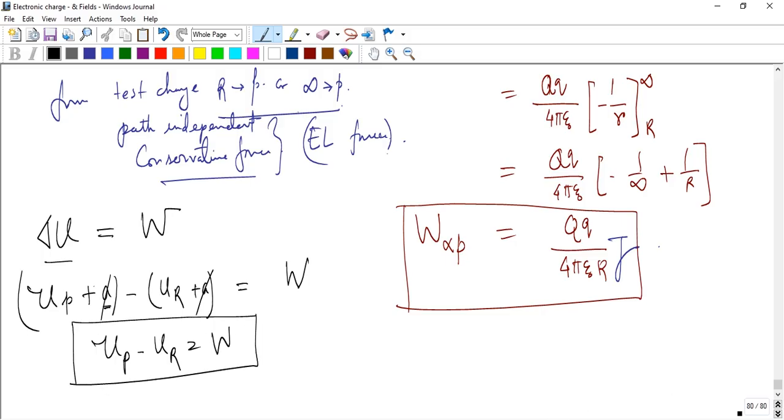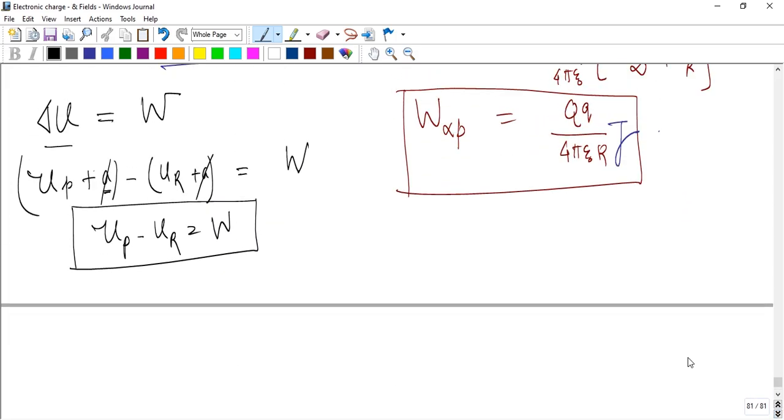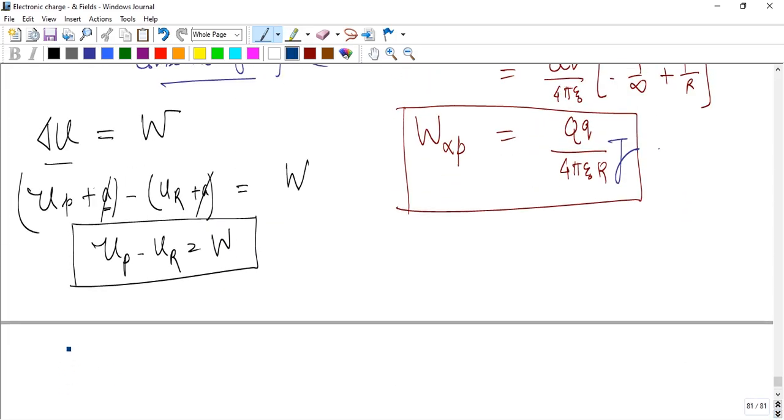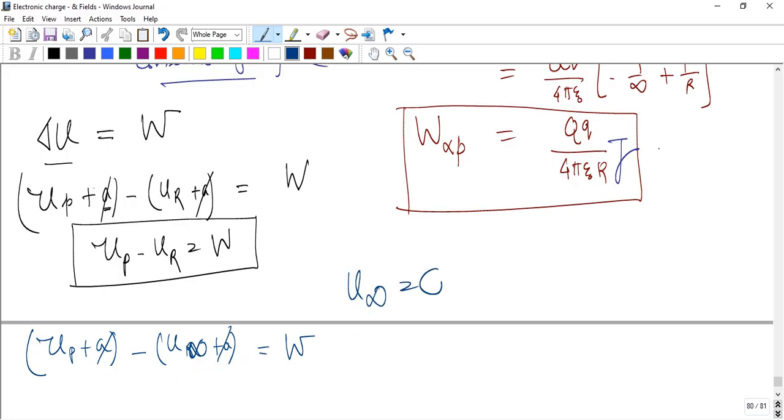Similar condition if I bring the test charge from infinite to the finite region: UP plus A, some numeric constant, say 1 or 2, and U at infinite plus A. These cancel, and that equals W. I know the potential energy at infinite is equal to 0. So UP is also equal to W.